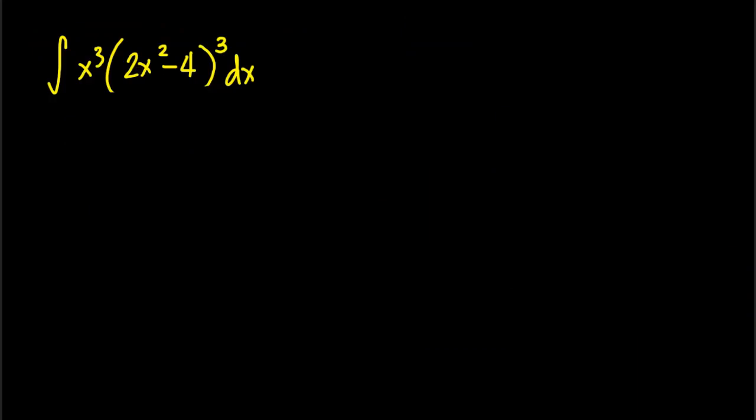Okay, next. We have here x cubed times (2x squared minus 4) cubed. So our u is 2x squared minus 4. Our du is 4x. As you can see, what we have here is x cubed. So we need to multiply by 4 on top. But our x only has one power, it should be 2 and 3.